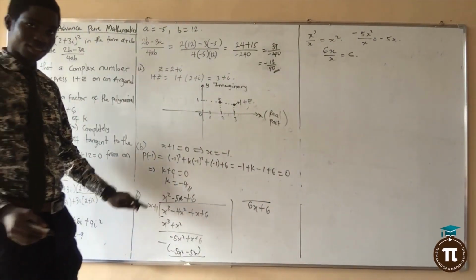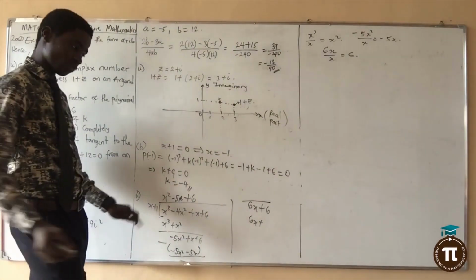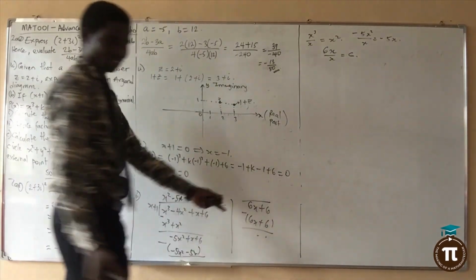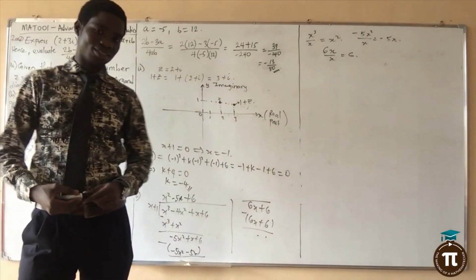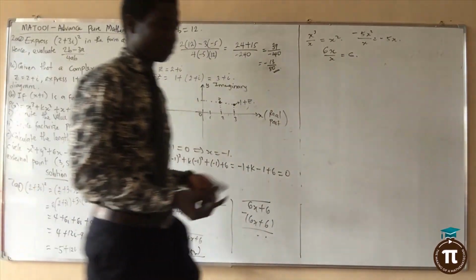6 times x will give me 6x. Plus 6 times 1 will give me 6. By the time you subtract, you have 0. 6x minus 6x is 0. 6 minus 6 will give me 0 as well. So that means I'm done now.